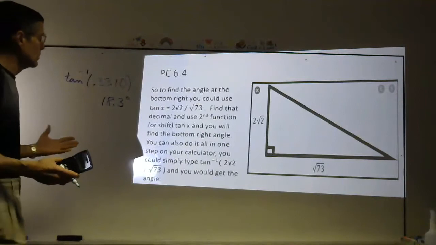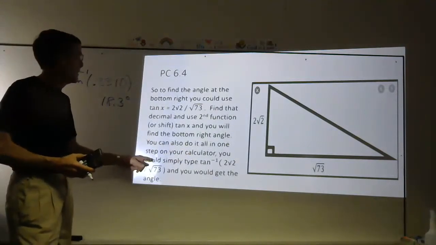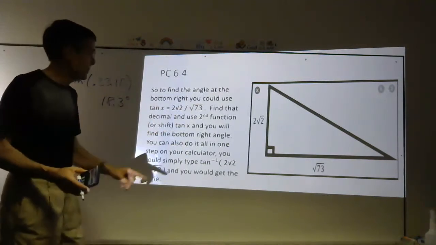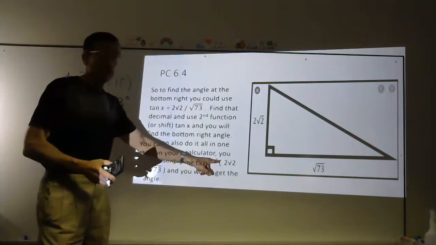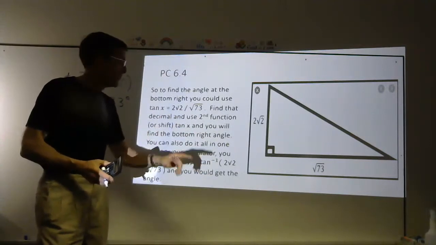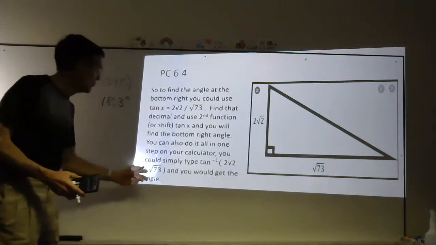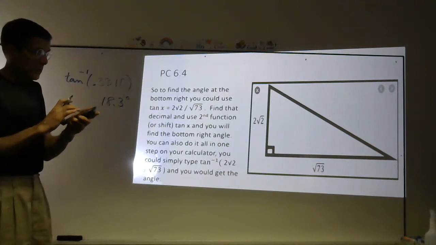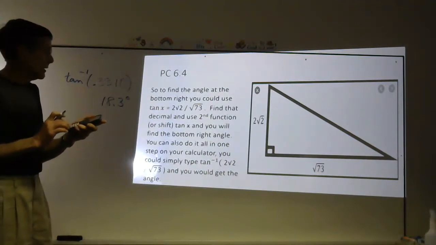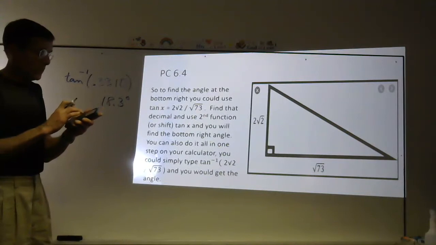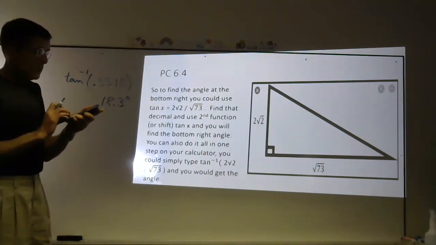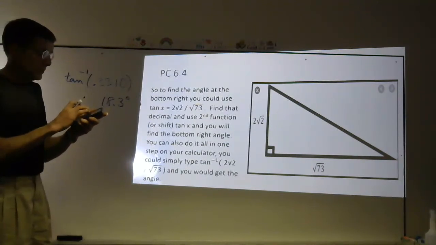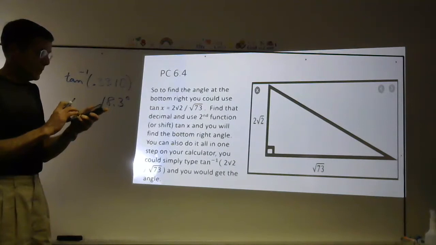Now, there's another way you can do this. You can do it all in one step. I first divided it out to get the decimal. You don't have to do that. You can type tangent inverse in your calculator, shift tangent or second function tangent. Then you can just type in 2 root 2 divided by square root of 73 using parentheses. Why don't I do that? Second function tangent of 2 times the square root of 2, and then divided by the square root of 73.